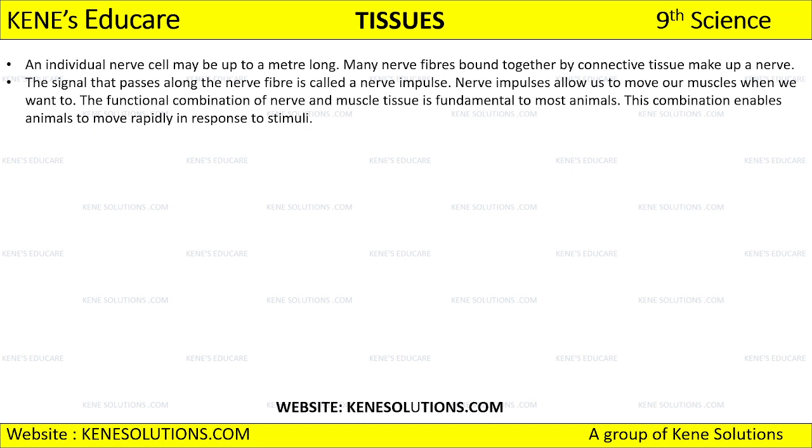So the functional combination of nerve and muscle tissue is fundamental to most animals. It is always going to be there. This combination enables the animal to move rapidly in response to stimuli. The functional combination of nerve and muscle tissue enables all the animals around us to move rapidly in response to stimuli.